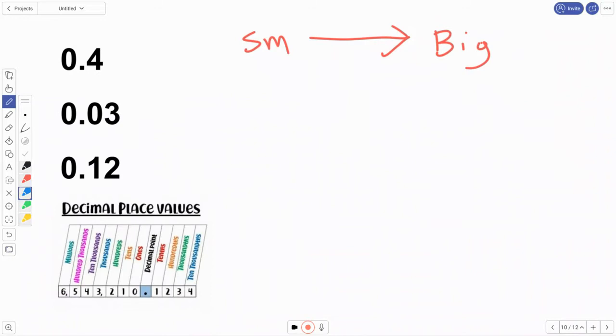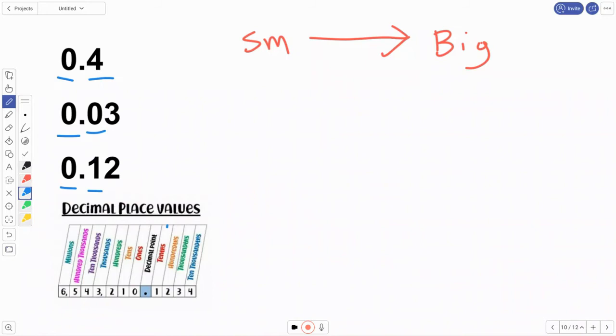Okay, so let's start looking at these numbers. I see in this first number I have a 0, a 0, and a 0. That doesn't help me. Now I'm working smallest to biggest, so I'm looking for the smallest number here. The ones place didn't help me. They were all equal. So now I'm going to go to the next decimal place, which is the tenths. I see this one has 4 tenths. This one has 0 tenths. This one has 1 tenth. None of those are equal.